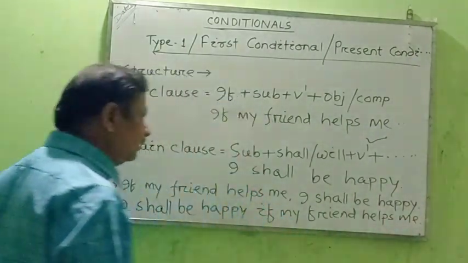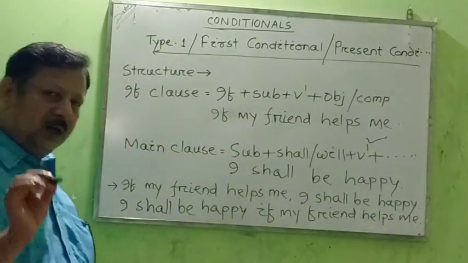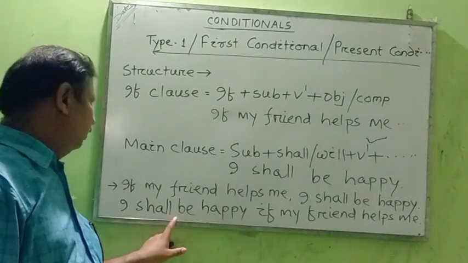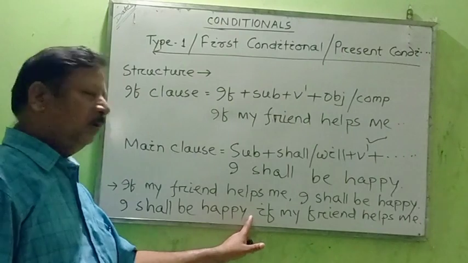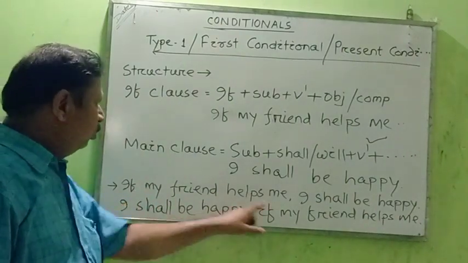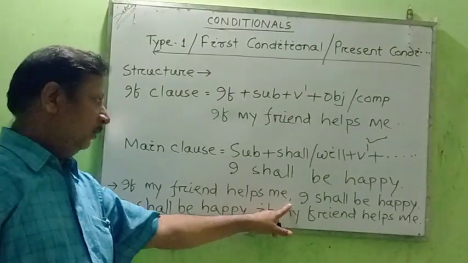So, what is the difference that we find? Nothing, only a little difference is there. What is it? After writing the main clause first, we do not put the comma. In case of beginning the sentence with the if clause, we put a comma. Okay.